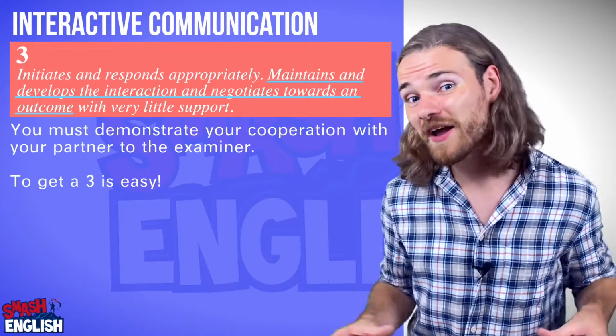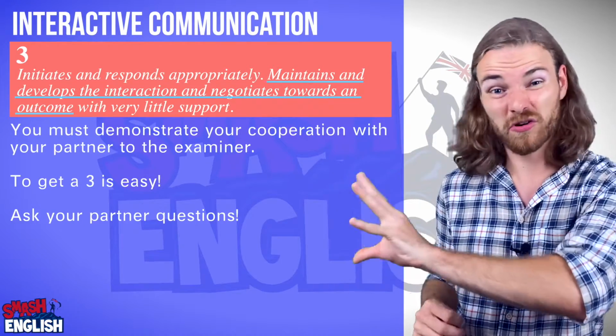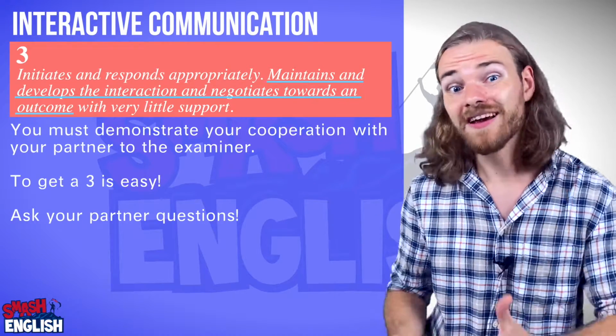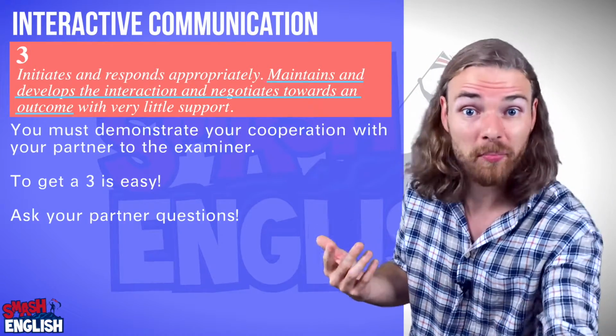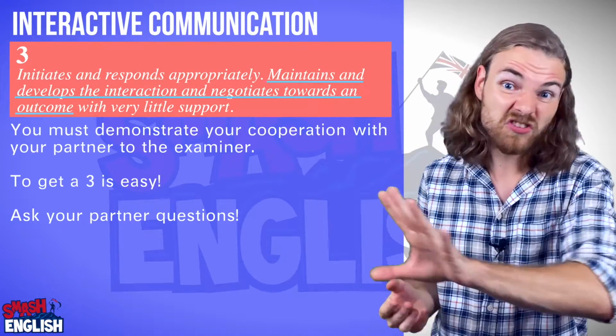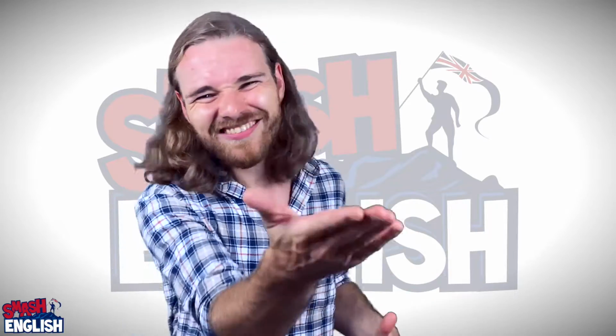The simplest way to do this for a 3 is to ask your partner questions. Seriously, to get a 3, after you have spoken, ask your partner a question. That will get you a 3, I promise. But that's not very difficult, and we want a 5.